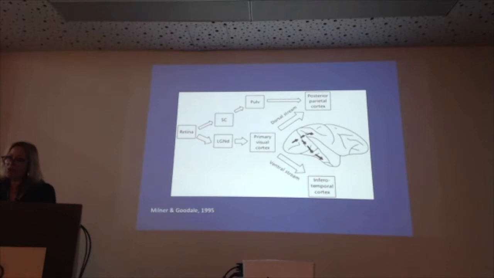So another point of departure for me: I was trained as a clinician, and the fascinating patients that I used to see in the clinic were a great impetus for much of my work. And yesterday we talked about agnosia and optic ataxia. There's a third very interesting, important disorder related to action. And it's actually much more common than either optic ataxia or agnosia, and that is limb apraxia.